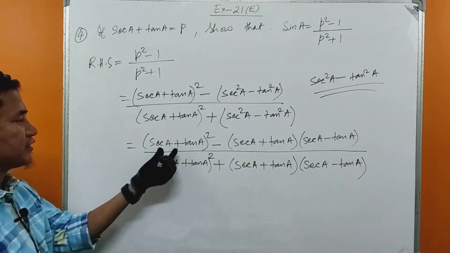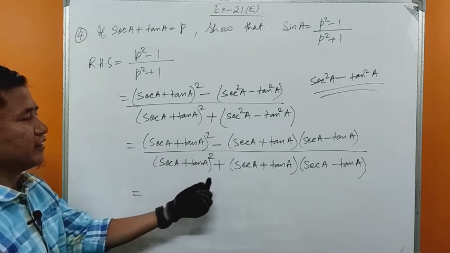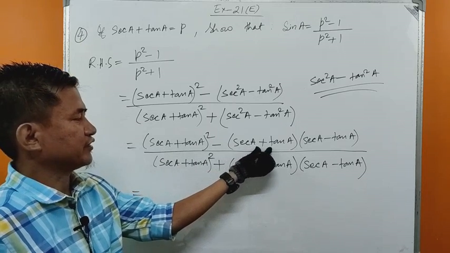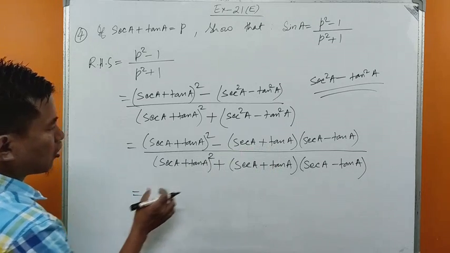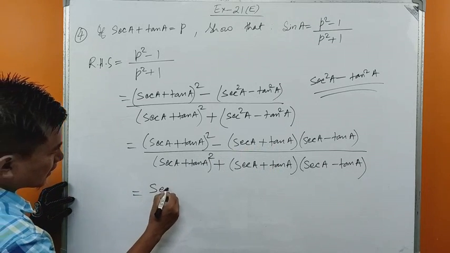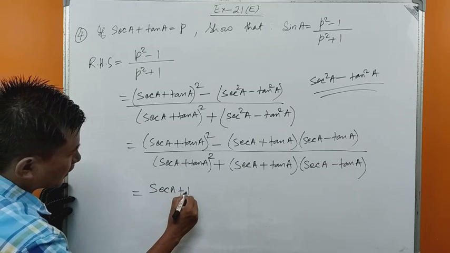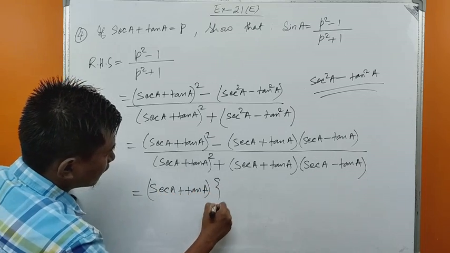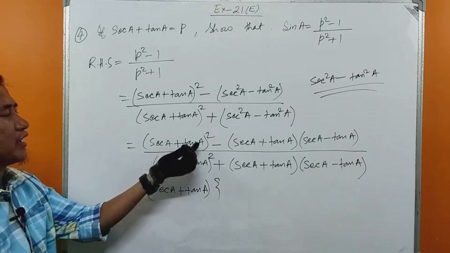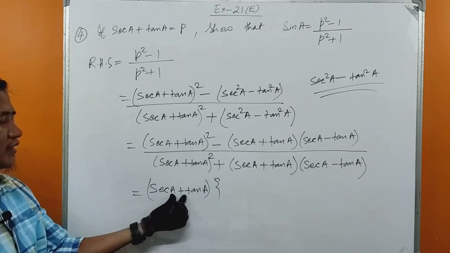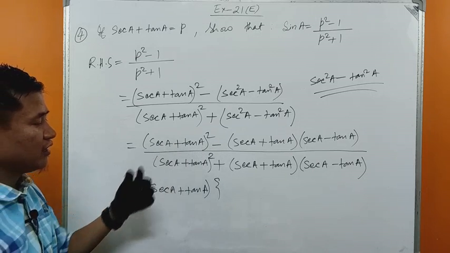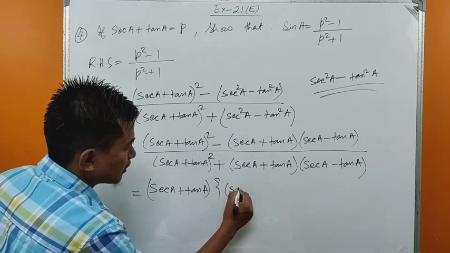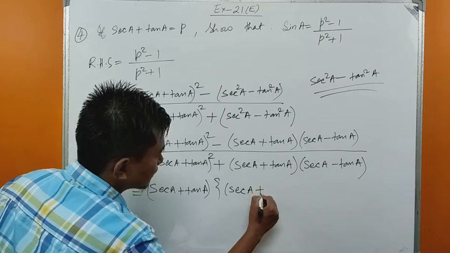Now we have sec A plus tan A whole square here, and we have sec A plus tan A here also. Let's take sec A plus tan A common outside. Sec A plus tan A can be taken common, okay? Now what remains within the bracket? Sec A plus tan A whole square, isn't it? 1 sec A plus tan A is taken outside, so still sec A plus tan A remains within the bracket.